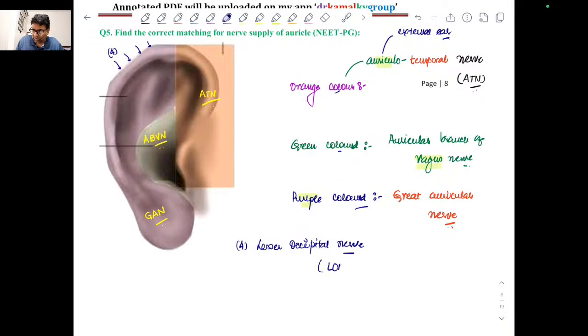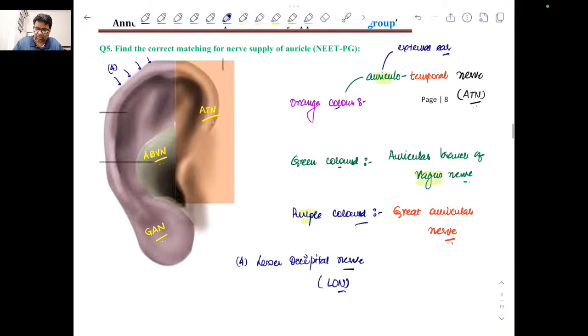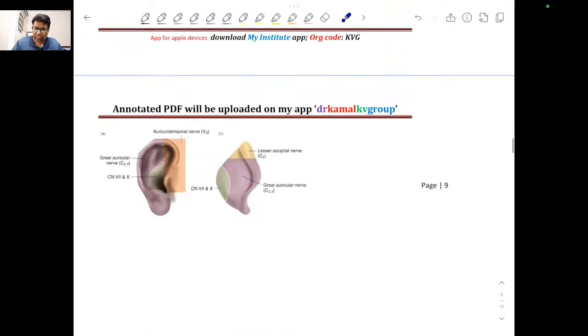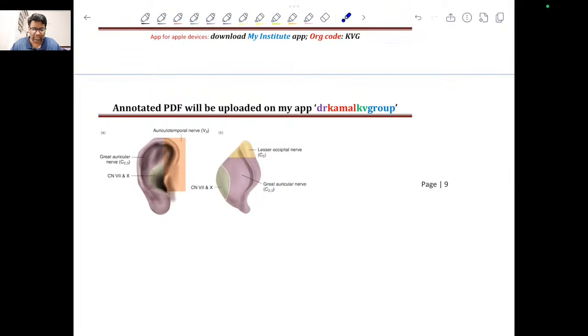Right? Although it is more onto the medial or the posterior aspect of the pinna, right? So it is not that dominant over the lateral aspect. So these are the 3 nerves: auriculotemporal nerve, auricular branch of vagus nerve, and great auricular nerve. Please remember this, and this is one image for your reference later on.